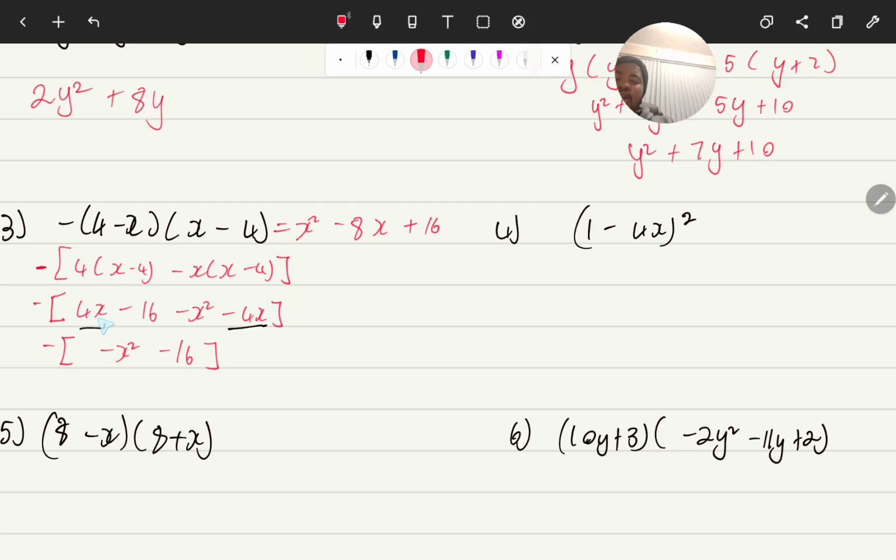I have 4x. Yes, man. I knew that there was something that I was missing, because now negative multiplied by negative is what? It's positive.